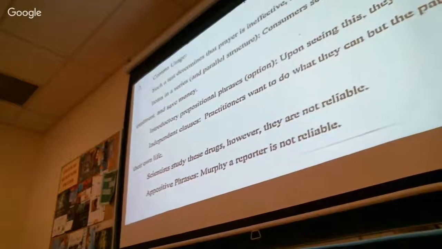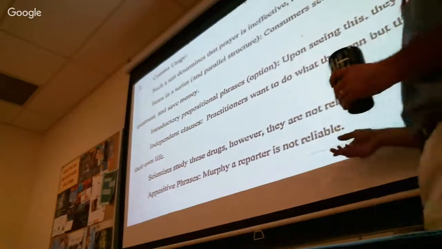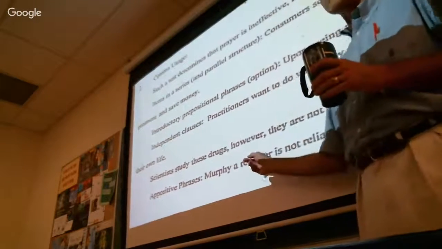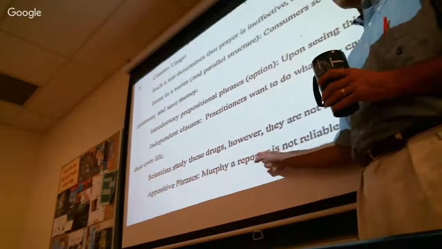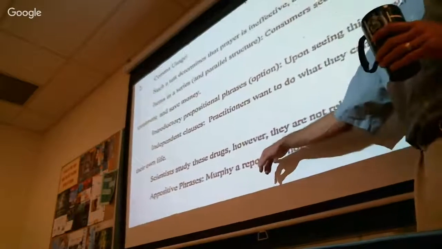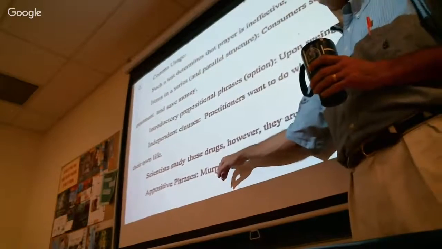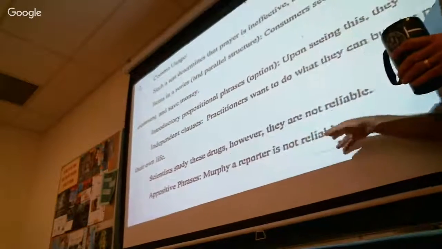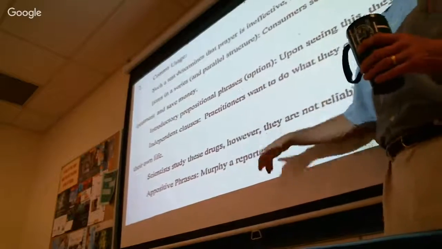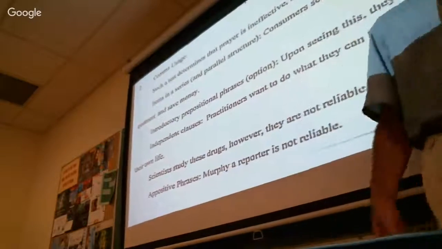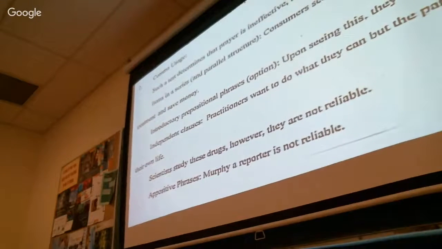And then the appositive phrase. Murphy, a reporter, is not reliable. An appositive phrase is a group of words that renames the noun before it. We'll talk about this a little bit later, but essentially what you need to recognize is that it's a non-essential element, right? We're just renaming who Murphy is. My independent clause is that Murphy is not reliable. So a reporter is renaming who Murphy is. That gets set off with commas on both sides, okay? Well, those rules are in your book.